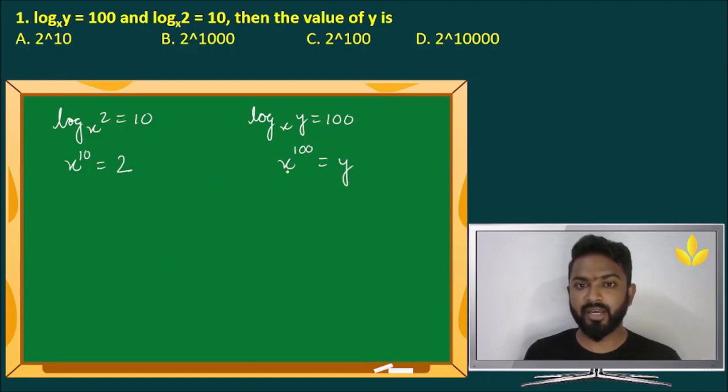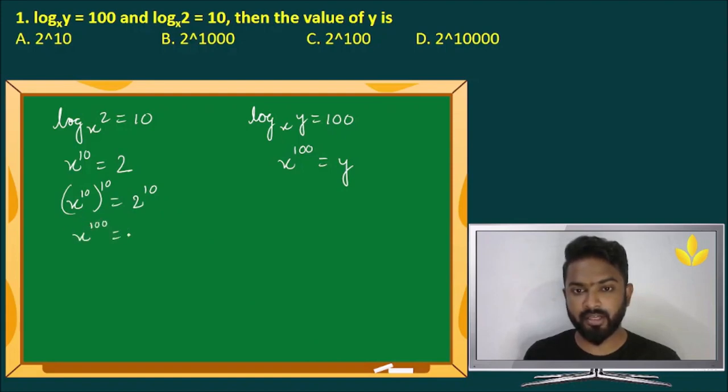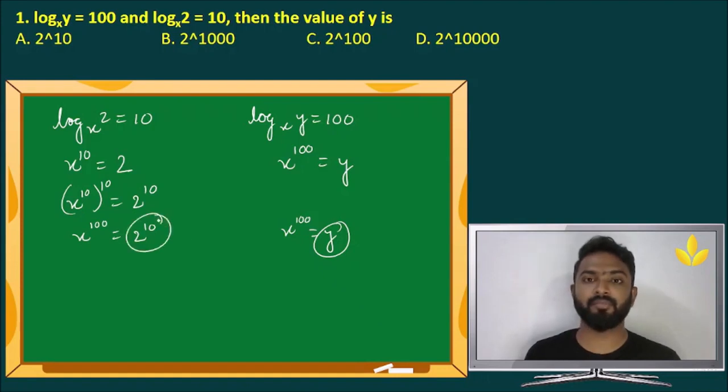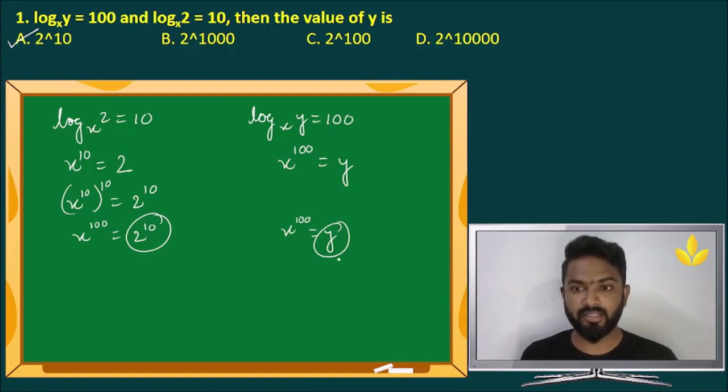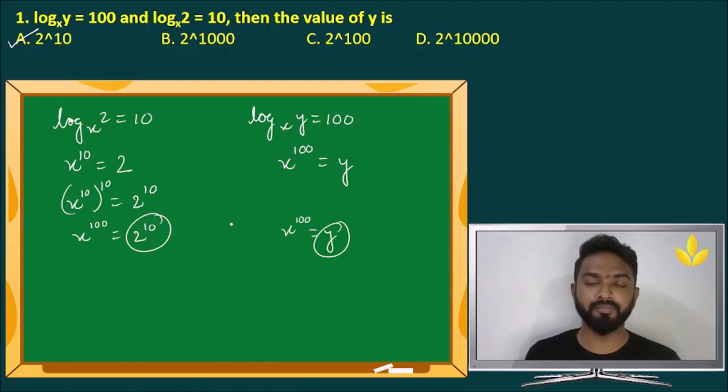Now how can we get the value of y? We can raise x to the power of 10, which is equal to 2 to the power of 10. So x to the power 100 is 2 to the power 10, and similarly x to the power 100 is equal to y. So y is equal to 2 power 10. The answer is A. 2 power 10 is nothing but y, because both of them are equal to x power 100. Let's move on.